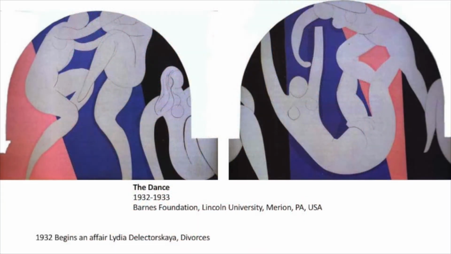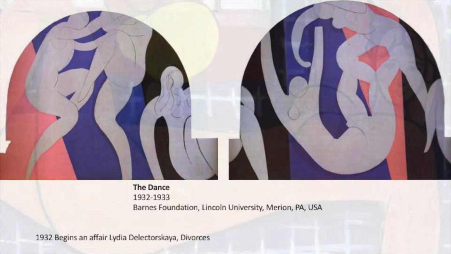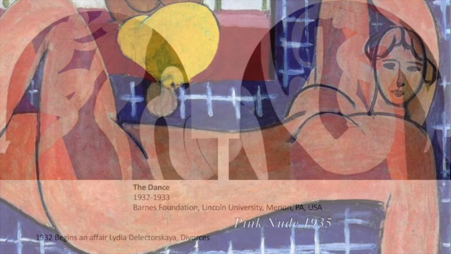From the 1930s, we see a change in Matisse's work and also his life, as he divorces his wife after an affair that he had around 1932. We also see the transformation in terms of the scale and ideas within his work.